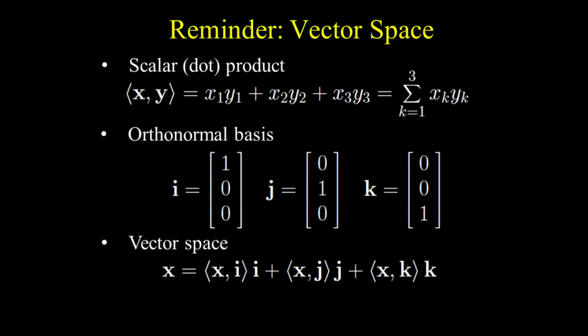It is well known that if i, j, k is the orthonormal basis of a vector space, any vector x in the space can be uniquely represented as a linear combination of i, j, k. The brackets here denote a scalar product.